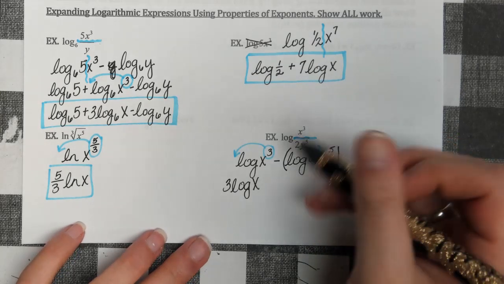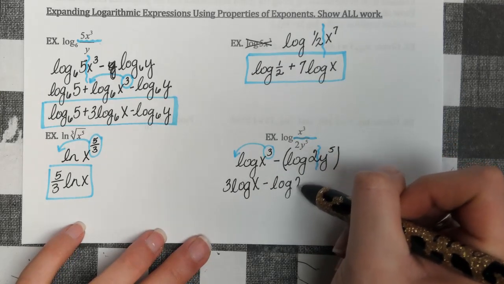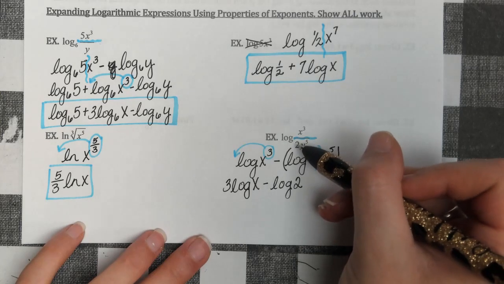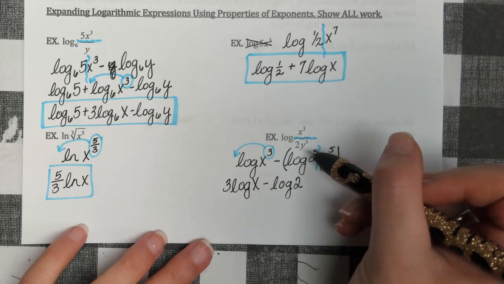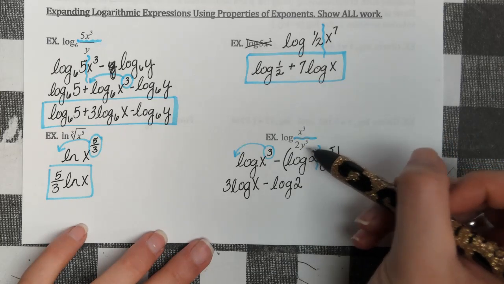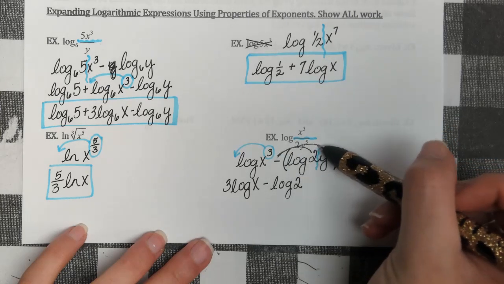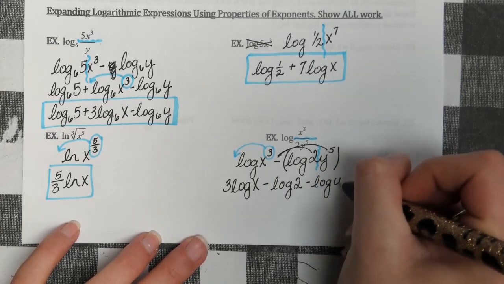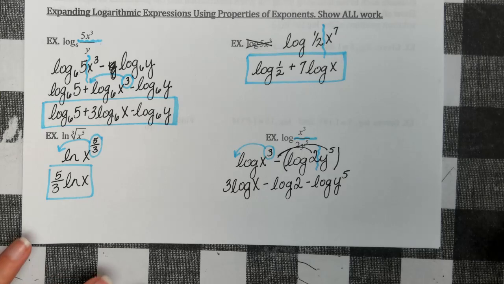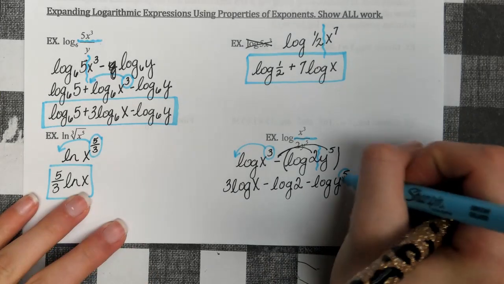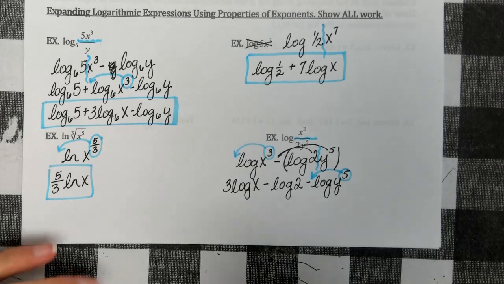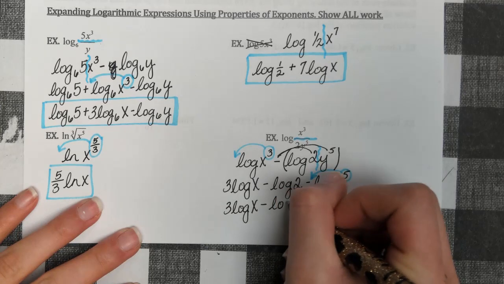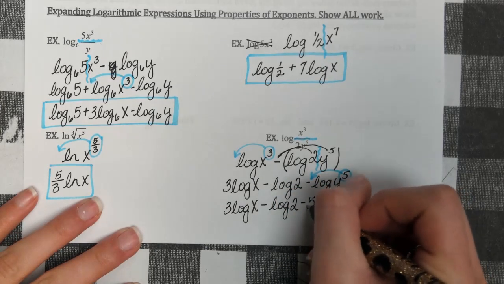Most people know how to do this, and they have a minus log of 2, but then they put a plus y to the 5th. But I'm not multiplying by y to the 5th for my original problem. I'm technically dividing, right? So that minus goes to each term in that denominator. So I'm going to have minus log y to the 5th, which again, I've got an outer exponent that needs to come forward. So 3 log x minus log of 2 minus 5 log of y.